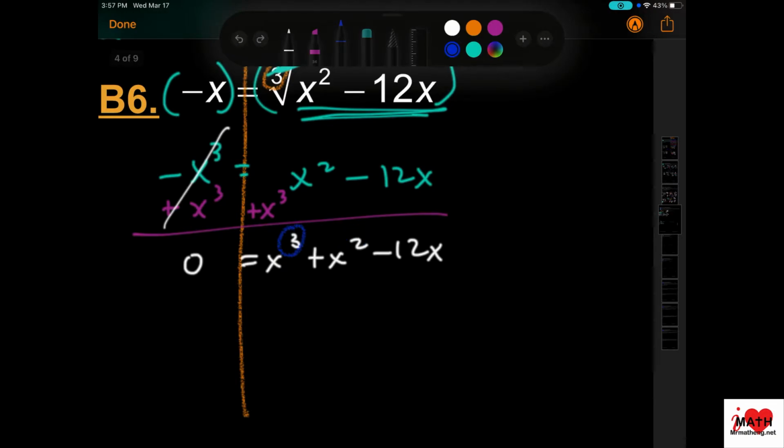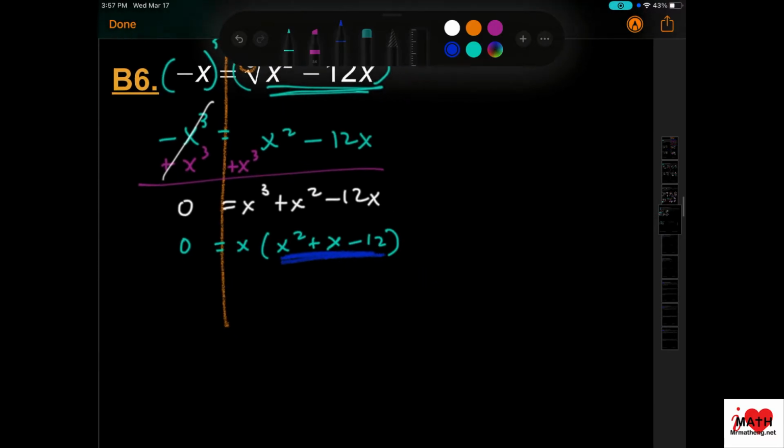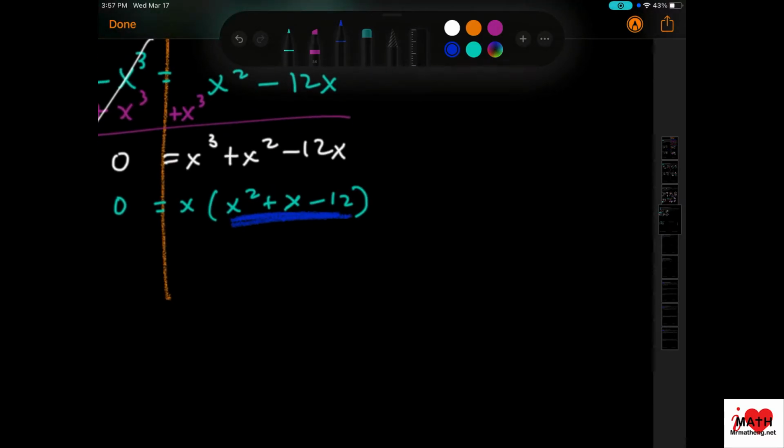So we're going to have to take out the greatest common factor, which is an x. So I have x times x squared plus x minus 12. And here in the blue right there, we're going to factor. So let's try to factor this.